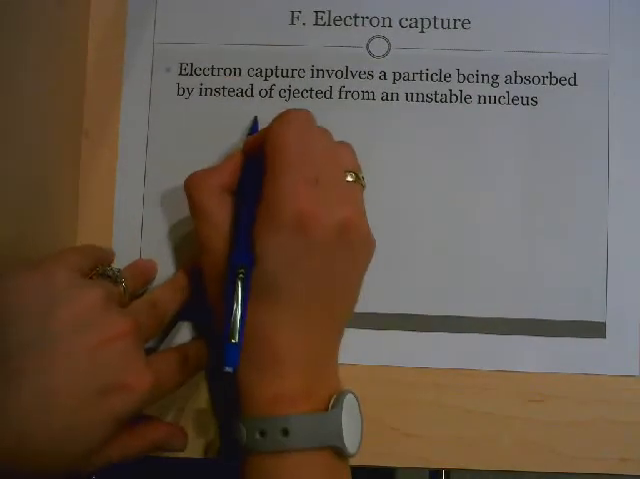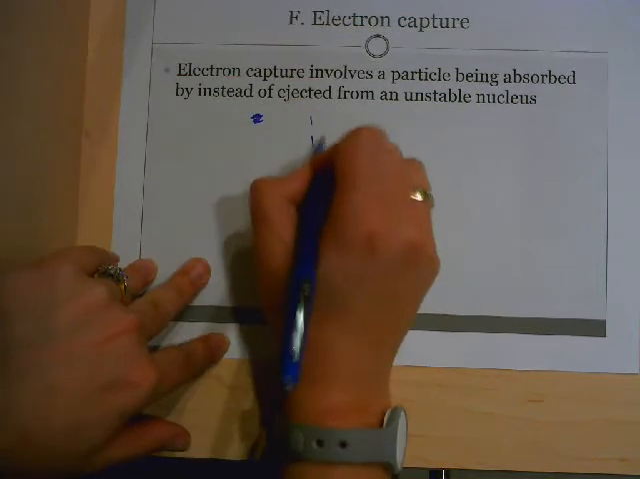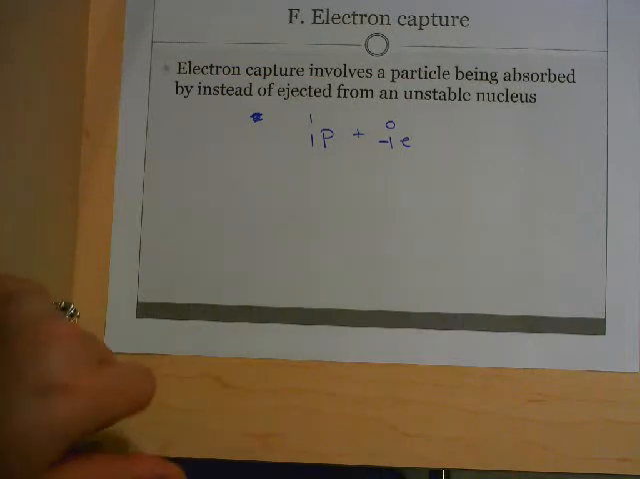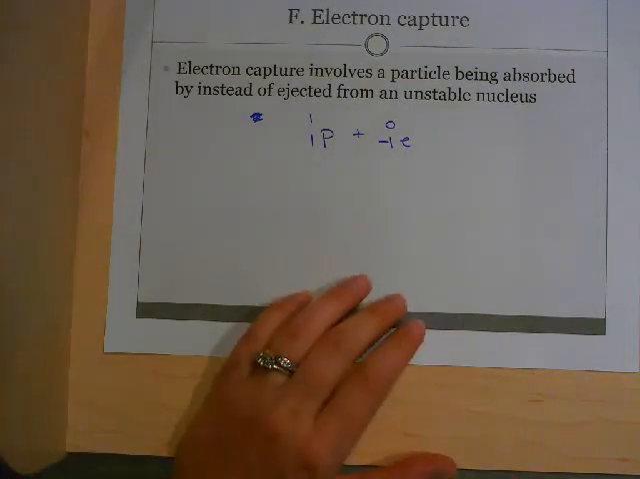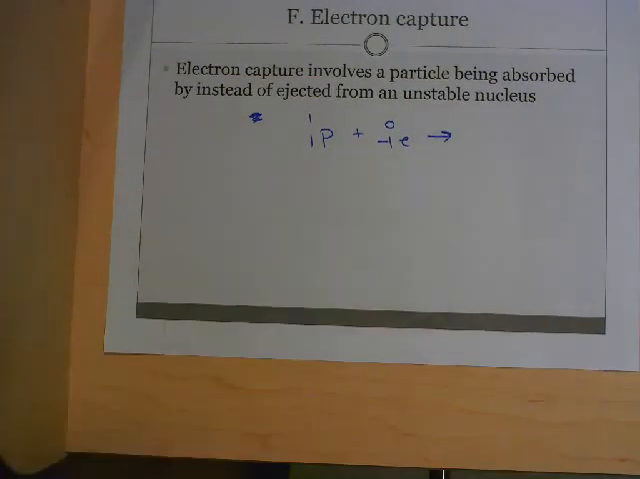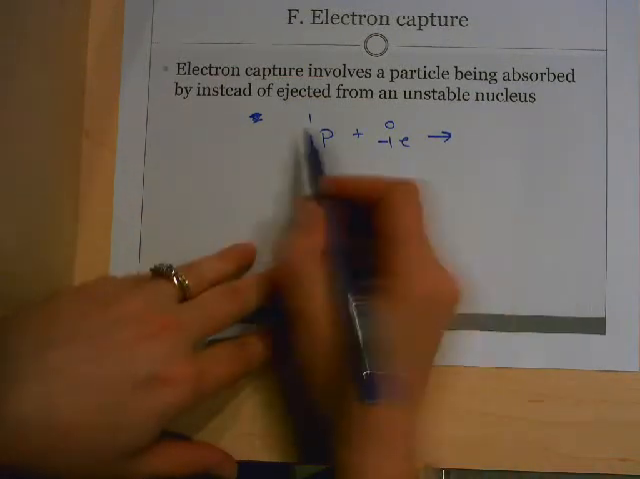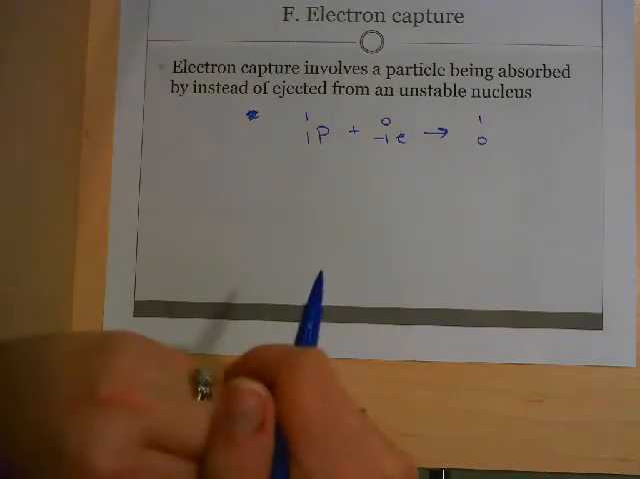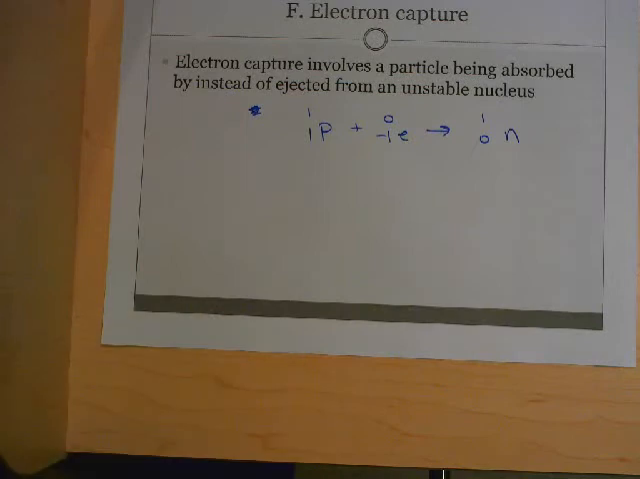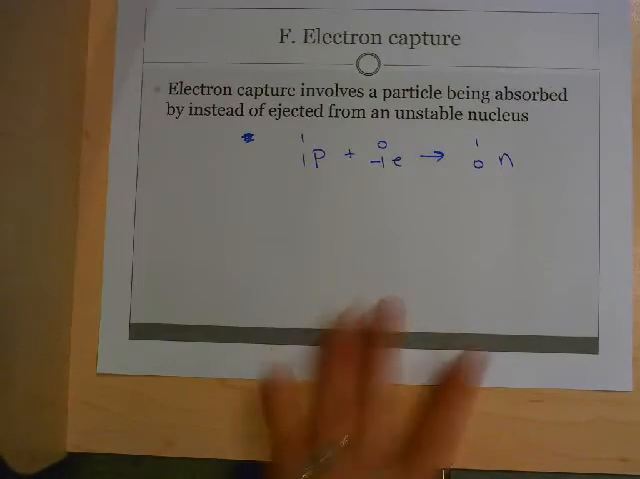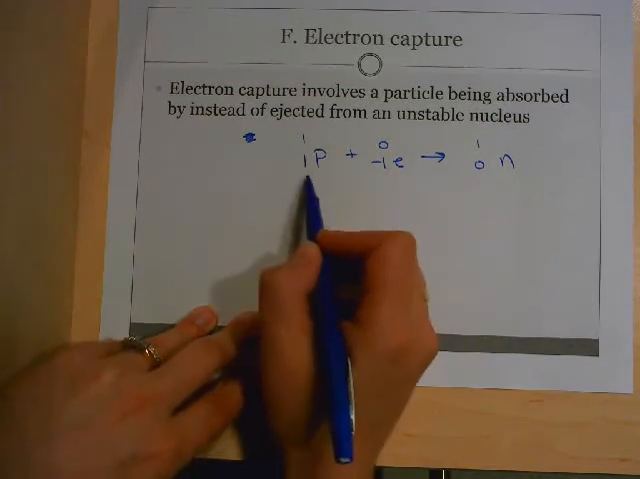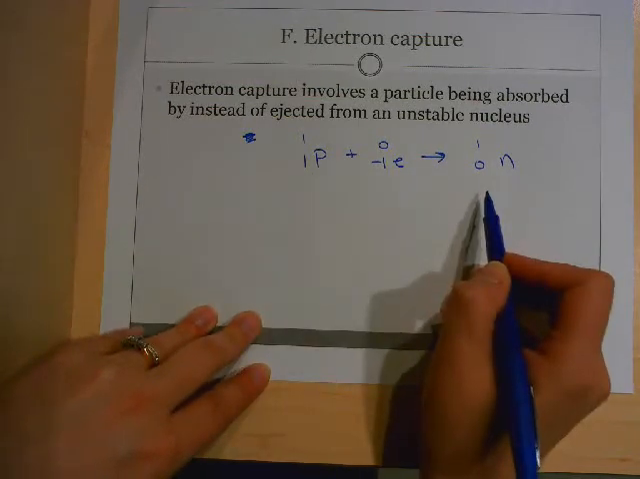So in this case I have a proton and an electron. What will they come together and make? What has a mass of 1 and a charge of nothing? Neutron. So in this case, I am going to shoot an electron at an atom to make something new.